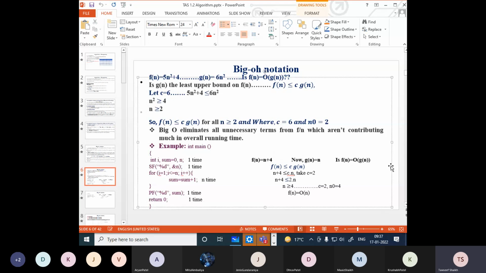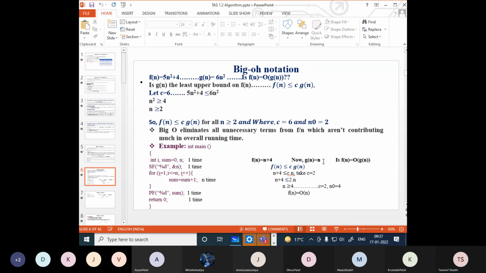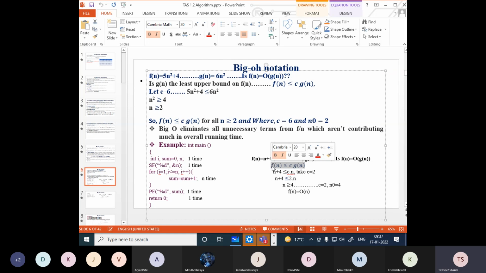But how it has to be done using the actual definition is we have to find whether g of n is equal to n, that is, f of n is big O of g of n. This is what we have to find. From the definition, this means f of n should be less than or equal to c times g of n. f of n again is n plus 4 in this case, that is the time complexity of this program which we wrote here. It means n plus 4 should be less than or equal to c into n. Again, take c is equal to 2.